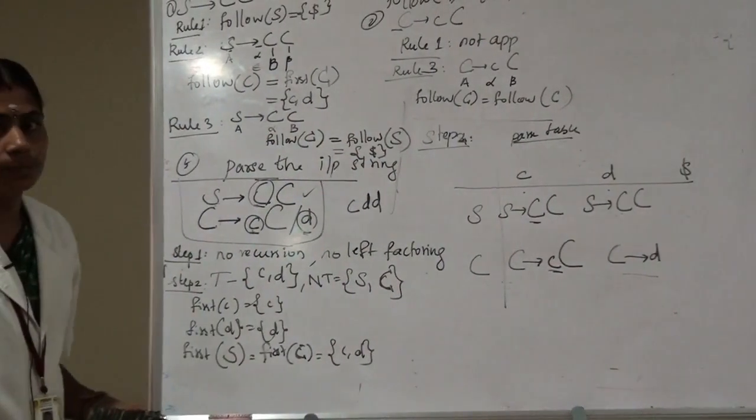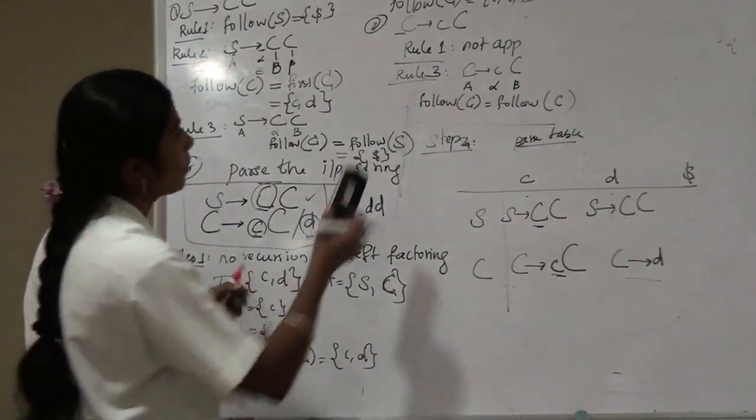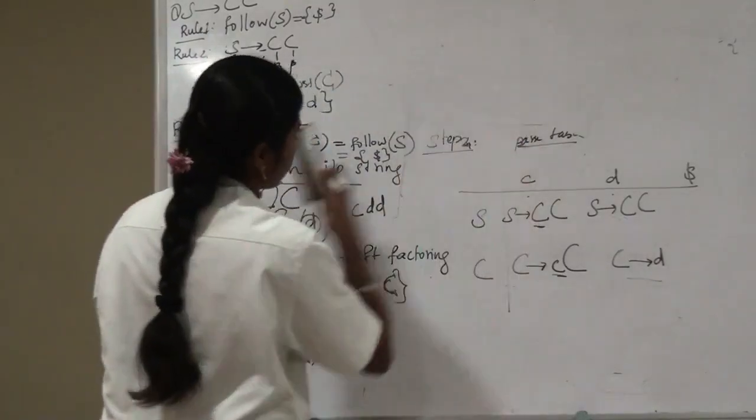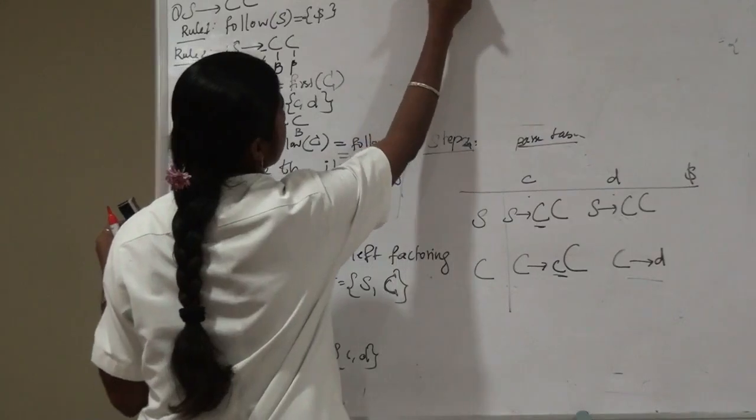And step 5 is parsing. So what is the string we have given? C, D, D. You need to parse the string. So I write the parsing here. Step 5, parsing the input.